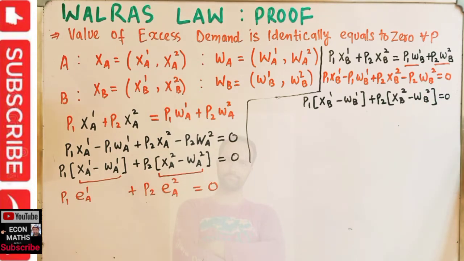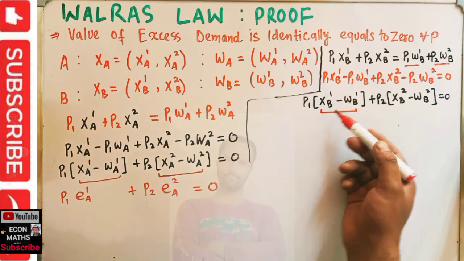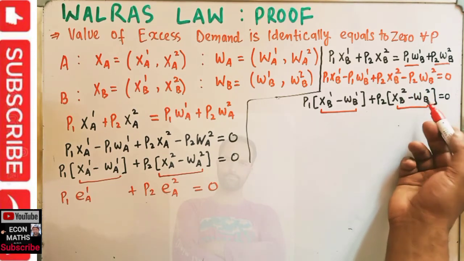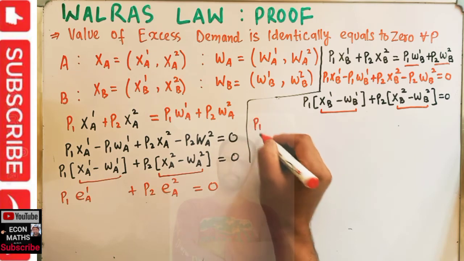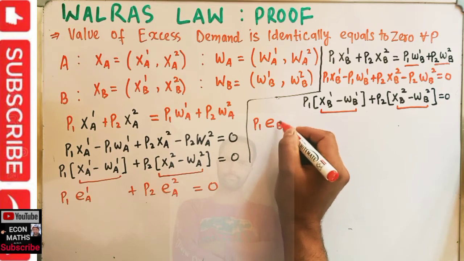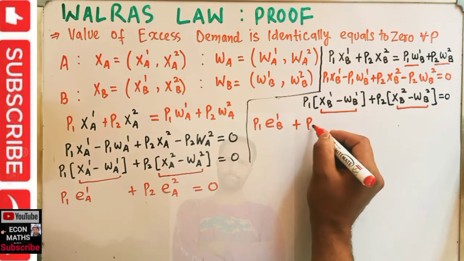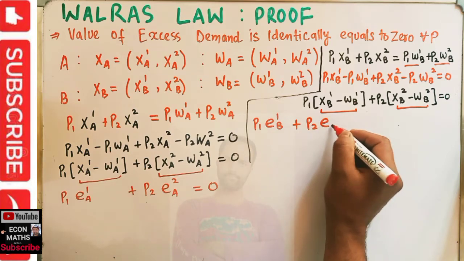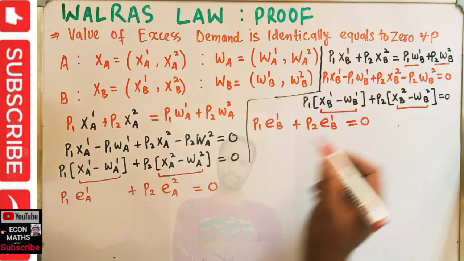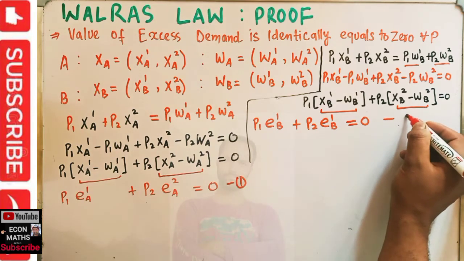Okay, now what does this show? This shows excess demand of good 1 by person B, as I have explained it here. This shows the excess demand of good 2 by person B. So I can write it like this: P1 into EB1, excess demand of good 1 by person B, plus P2 into EB2, that is excess demand of good 2 by person B, should be equal to 0. Let us say this is equation first, equation second.